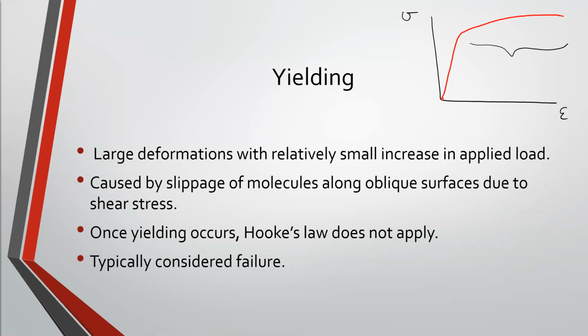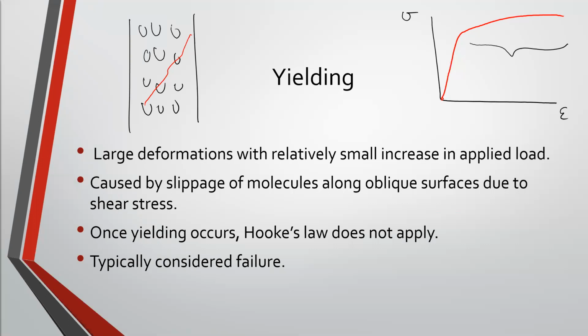And this yielding is caused by the slippage of the molecules along oblique surfaces due to shear stress. It's kind of a mouthful, but the idea is that in your material you have all these molecules arranged however they're arranged, and by oblique surfaces, I mean kind of along this plane, they start sliding past each other. And that causes yielding.